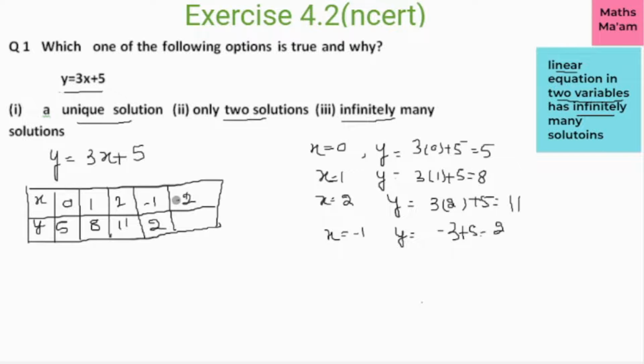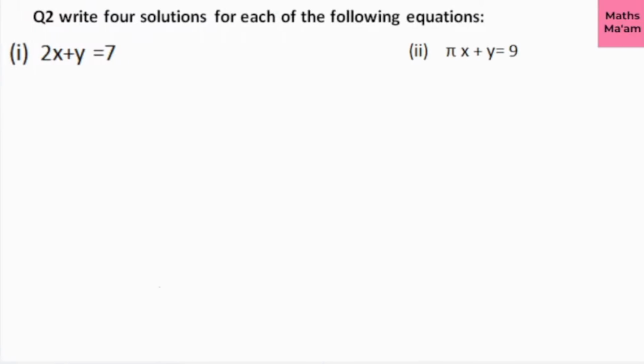Let's start for 2. If we put x is equal to 2 minus 2, we have y is equal to minus 1, right? So we have seen that this equation is having infinitely many solutions by putting different values of x, right? This was the first question of this exercise. Let's do the second question.